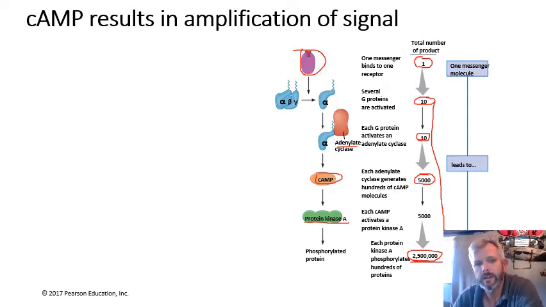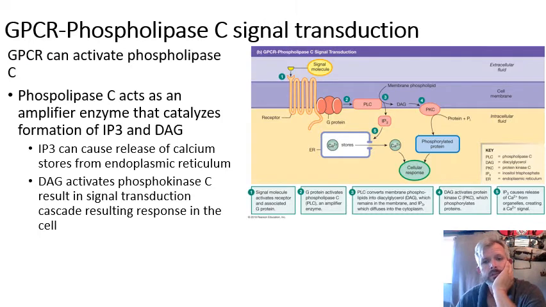All right, this is one of the most commonly used secondary messenger systems throughout the body. There are other ones. Besides cyclic AMP, there are other signaling pathways in which G protein coupled receptors signal through. One of these other signaling pathways signals through phospholipase C.